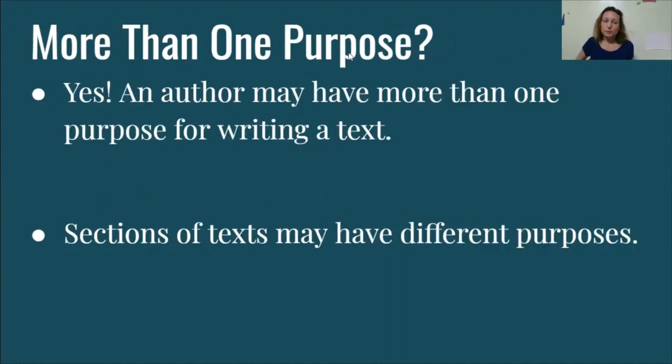Can there be more than one purpose? Yes, an author may have more than one purpose for writing. So they might try to entertain you while also trying to give you information. Or sections of a text may have different purposes. So if you're reading a science book, the information under one heading may have a different purpose than the information under another heading.